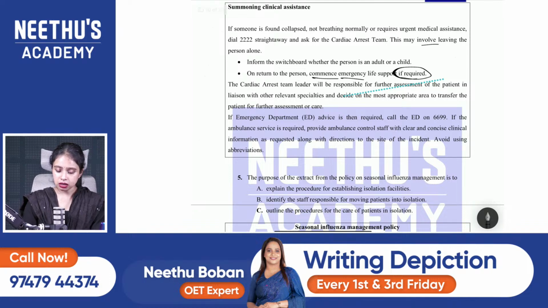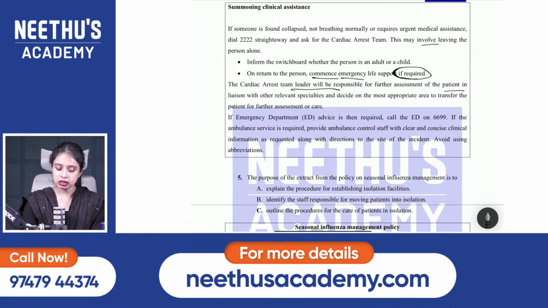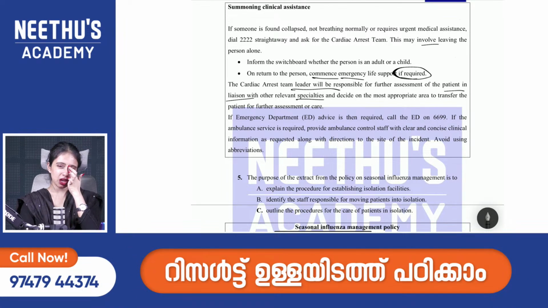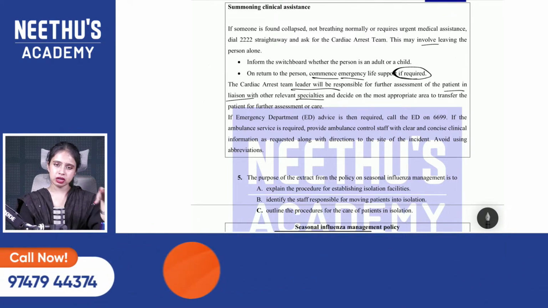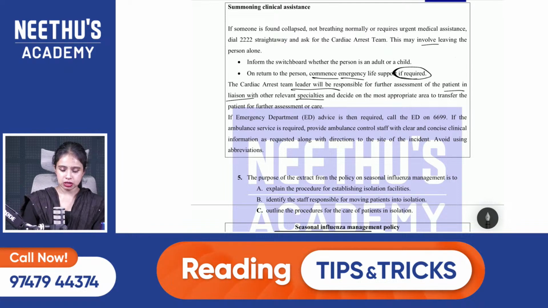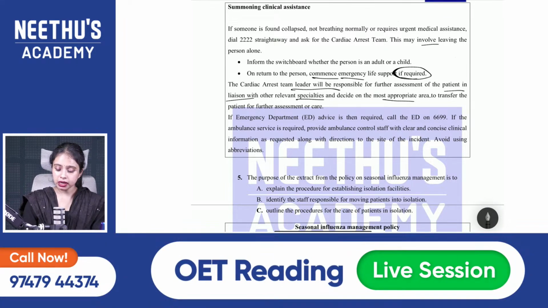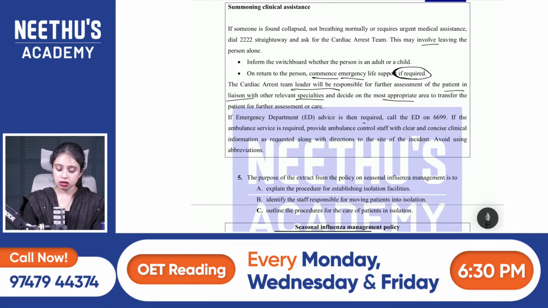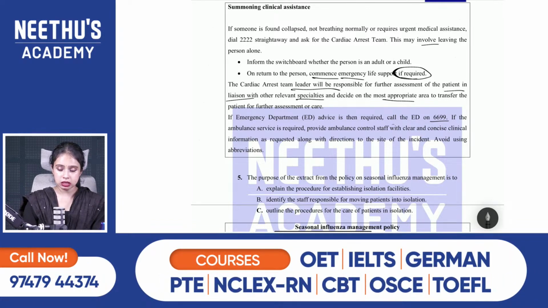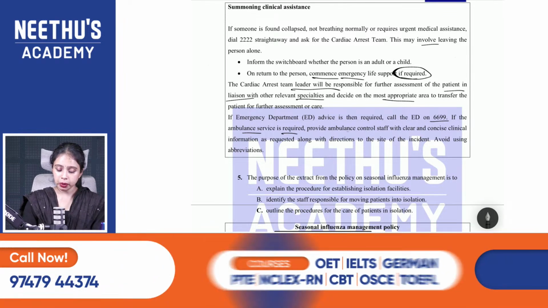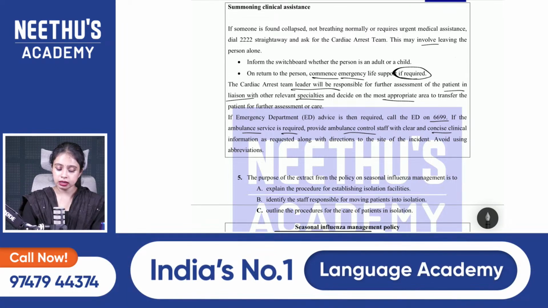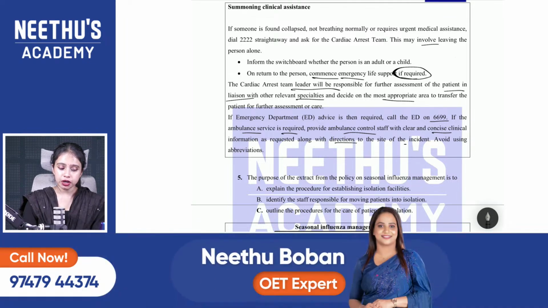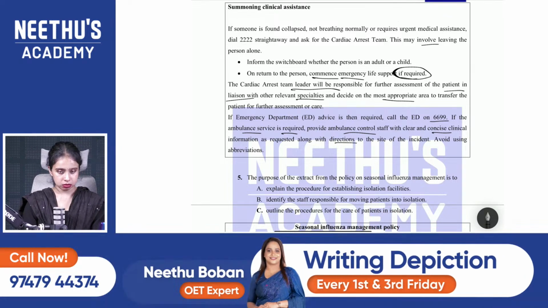The cardiac arrest team leader will be responsible for further assessment of the patient in liaison with other relevant specialities. Liaison means communicator. So this team leader is working with the patient as well as with the relevant specialities and decides on the most appropriate area to transfer the patient for further assessment or care. If emergency department advice is then required, call the ED on 6699. If the ambulance service is required, provide ambulance control staff with clear and concise clinical information as requested, along with the directions to the site of the incident. Avoid using abbreviations. Okay, so that's all about that one.